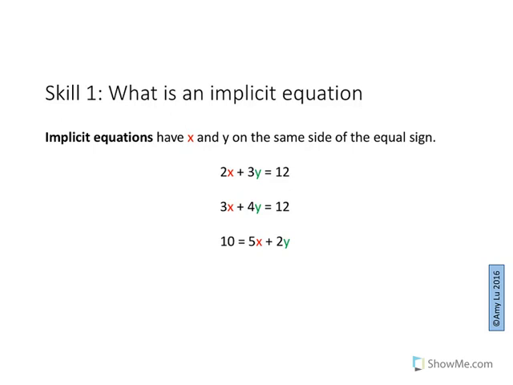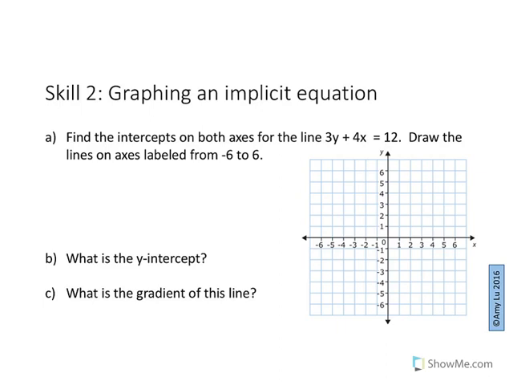So basically, an implicit equation is when you have x and y on the same side of the equal sign. As you notice here, x and y are on the same side, rather than being in the format of y equals mx plus b, where the x and the y are on different sides. Basically, they're together, so it creates a new level of complexity. So first of all, learning how to graph these equations.